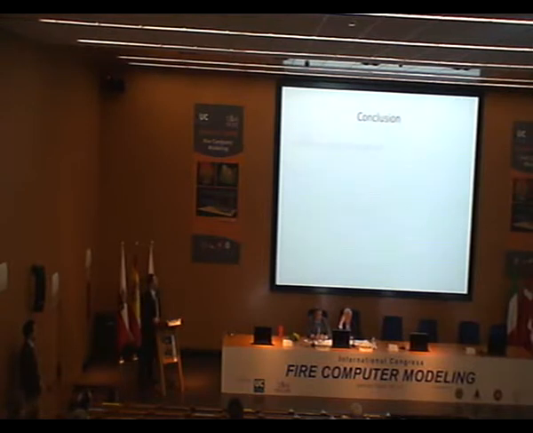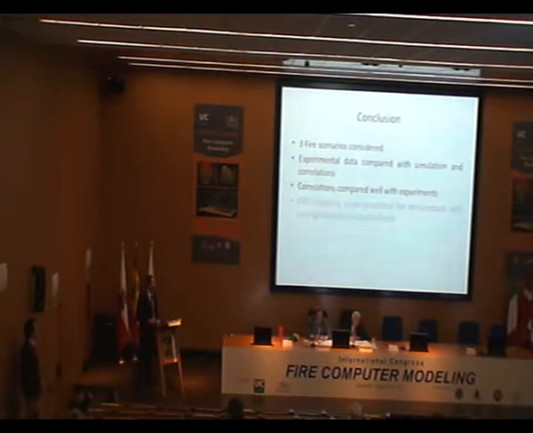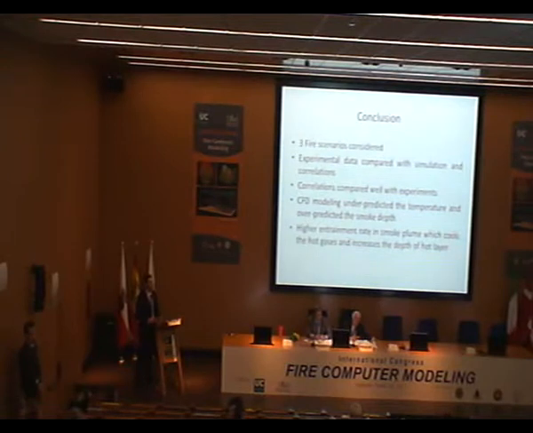If I want to conclude our presentation, we considered three different fire scenarios, and experimental data were compared with simulation results and correlations. Correlation compared well with experiment, but the simulation did not. Safety modeling, or simulation, under-predicted the temperature and over-predicted the smoke depth. That can be because of the high entrainment rate in the smoke plume, which cools the hot gases, decreases the temperature and increases the depth of the hot layer. Or it can be because of the complex nature of fire in the compartment.